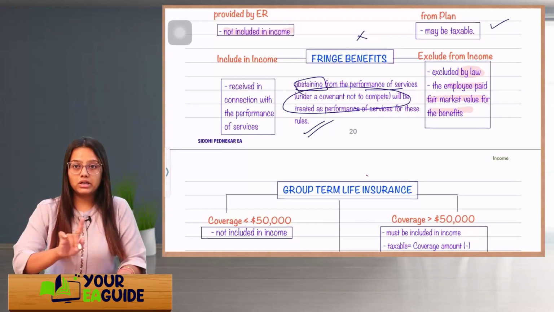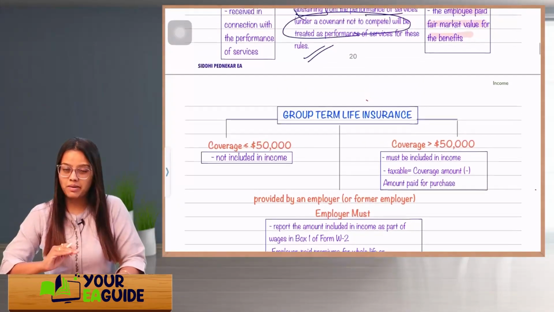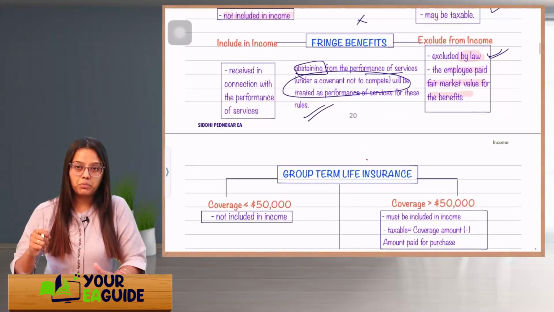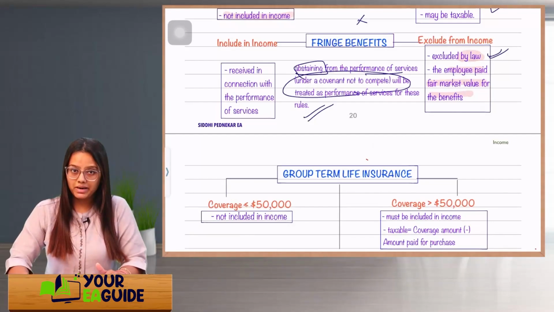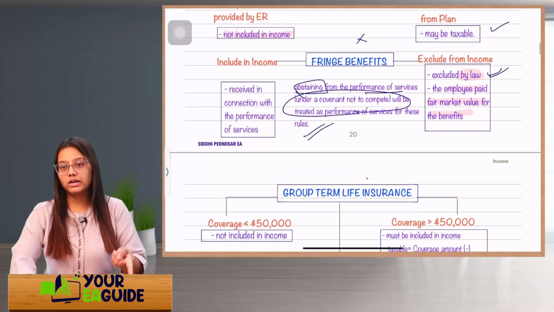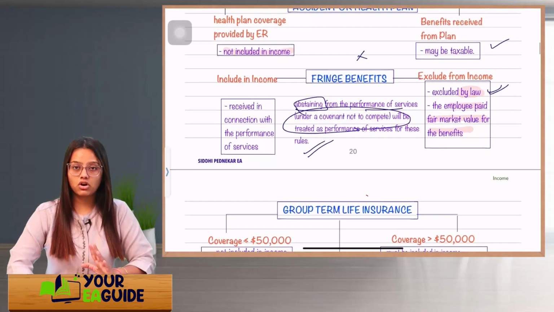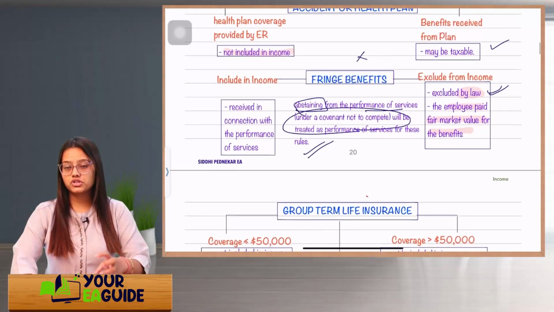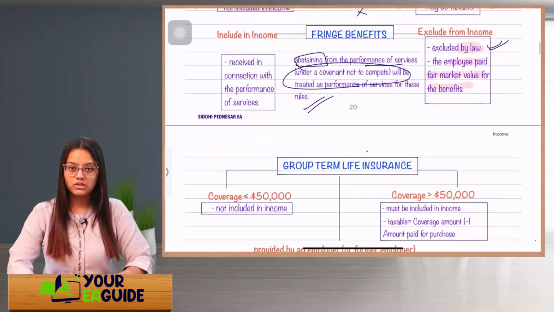Okay, it will only be excluded if it is excluded by the law. We will see at the end of this chapter a small set of bullet points: what things are not excluded and what things are excluded by the law. Okay, if it is excluded, then no need to include it. And if the employee paid the FMV for the benefits, let's say the person has received a statutory stock option or non-statutory stock option, and if the FMV of that stock option is already paid to the employer, then he is not going to include it again in the income. He is already paying for such fringe benefits, right?